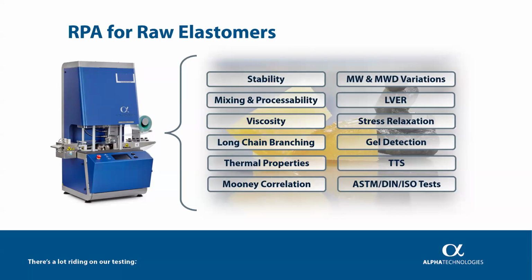Beyond that, it allows us to determine the linear viscoelastic region, run stress relaxation tests, and detect the presence of gels. With the time temperature superposition, which is TTS, we can broaden the shear rate range significantly, making it possible to simulate high shear processes like extrusion and injection molding. And of course, the RPA is fully capable of performing standard tests according to ASTM, DIN, and ISO protocols.